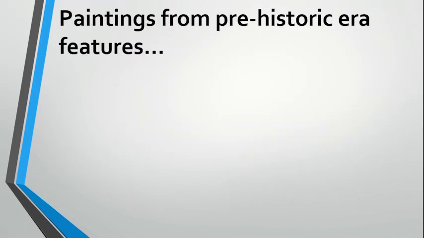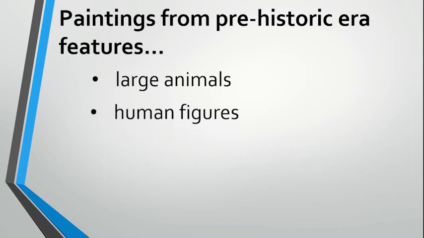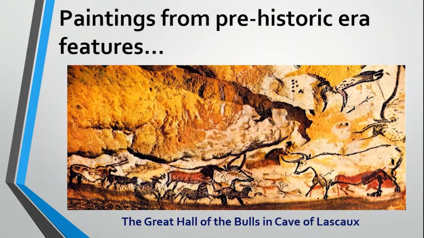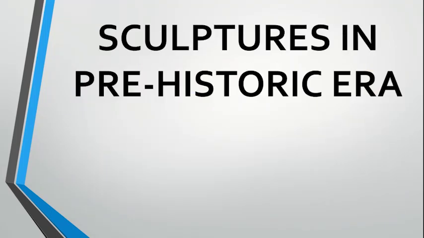Also, paintings from the prehistoric era feature large animals, human figures, and abstract designs, just like this. This particular art is called the Great Hall of the Bulls in the Cave of Lascaux. Now, let's have the sculptures in the prehistoric era.